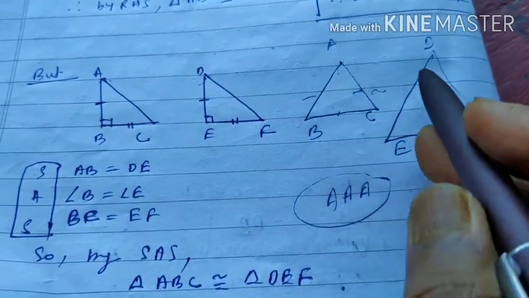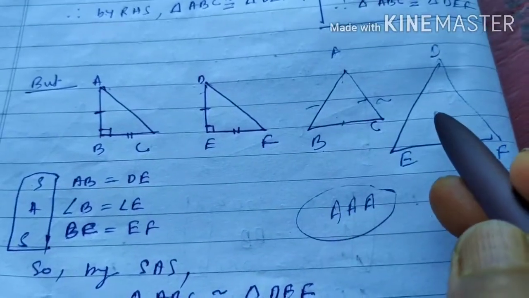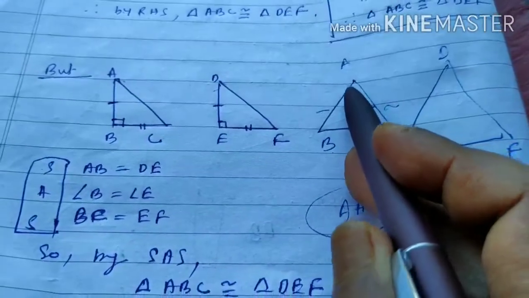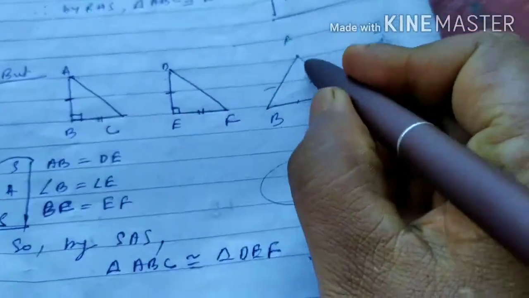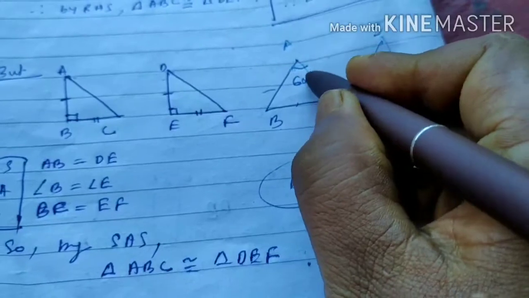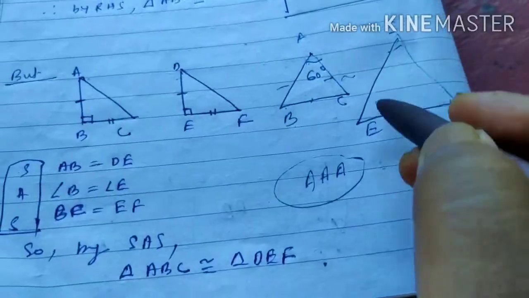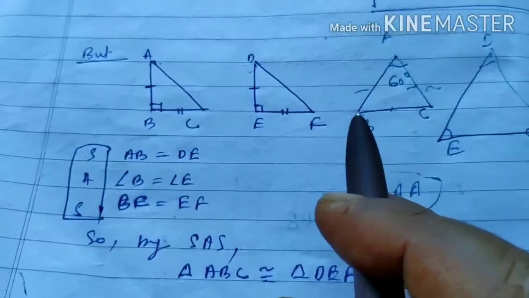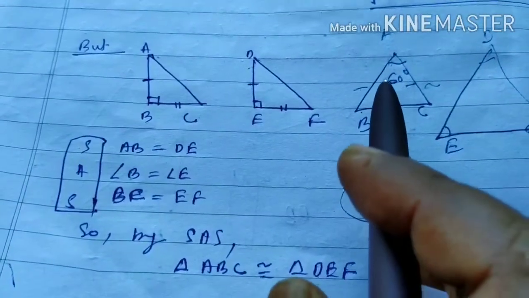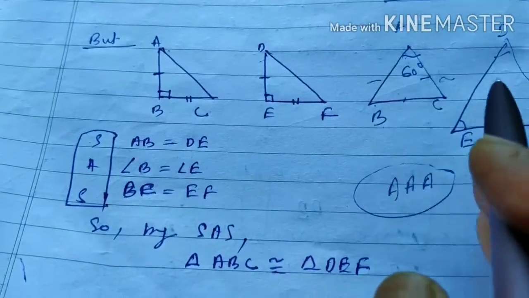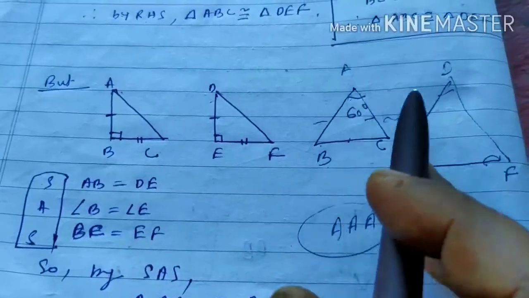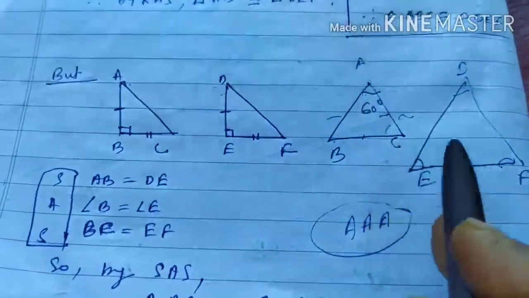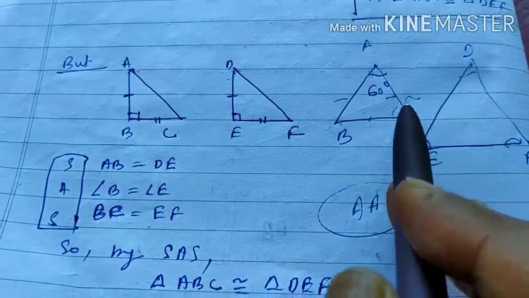For example, one equilateral triangle has sides of 2 cm and the other 4 cm. Each angle of an equilateral triangle is 60 degrees. All sides are equal, so all angles are equal: 60 plus 60 plus 60 sums to 180. So angle A equals angle D, angle B equals angle E, and angle C equals angle F, but their sizes are not the same.